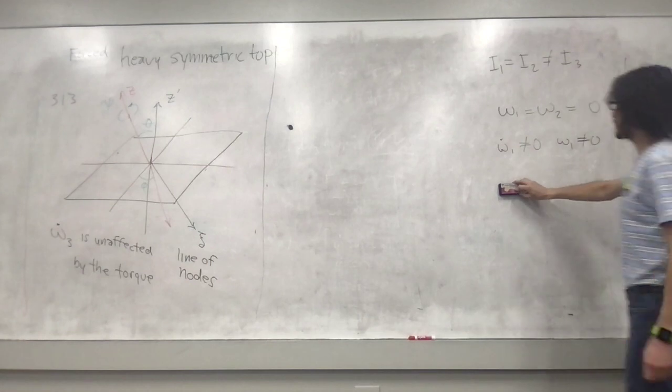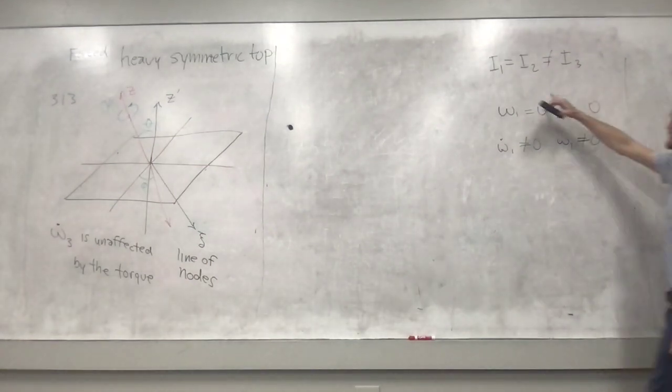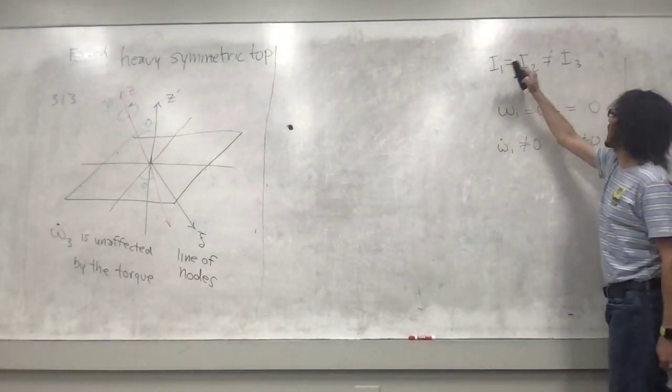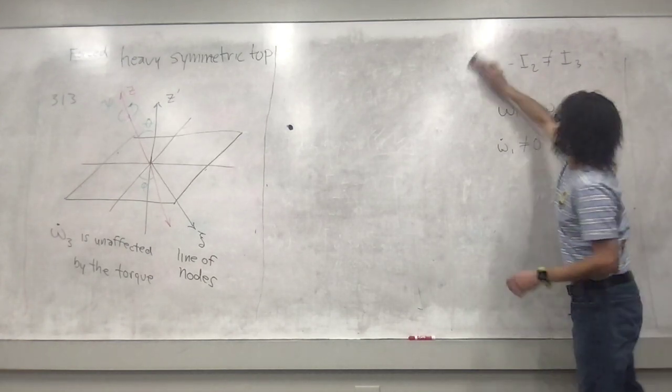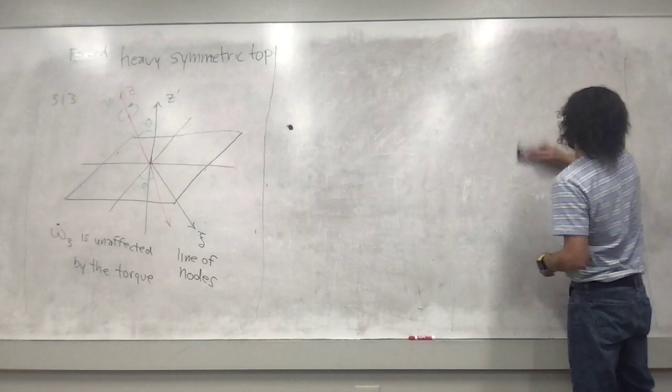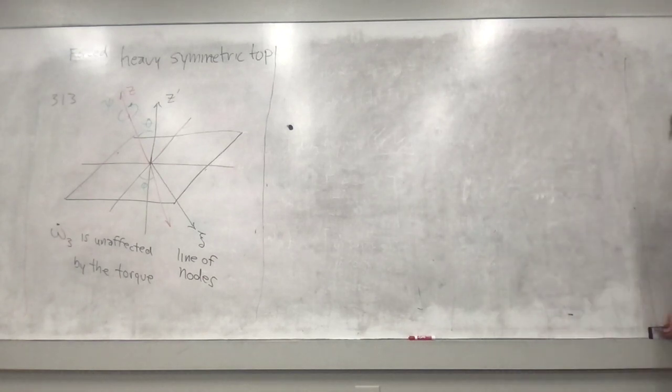So this is a consequence of the symmetry. If these two are different, then in general, this motion will be affected also, the spin. But because of the symmetry, it is not.